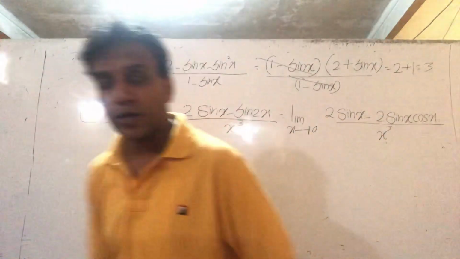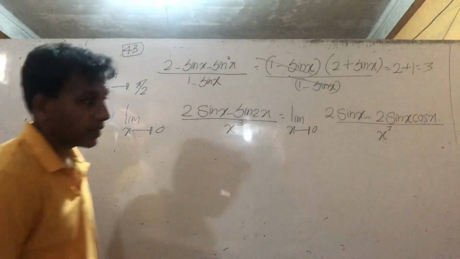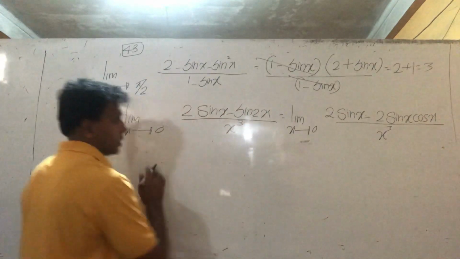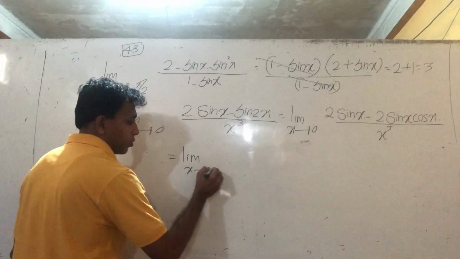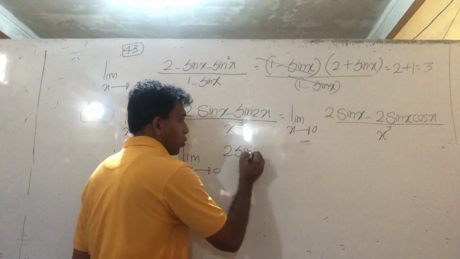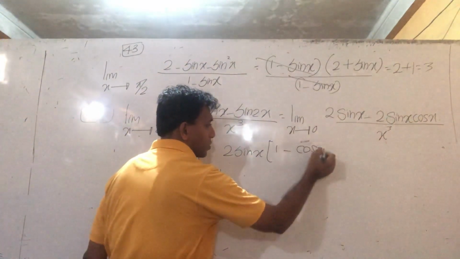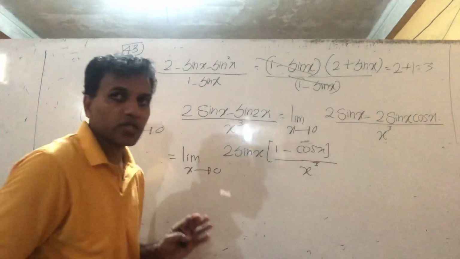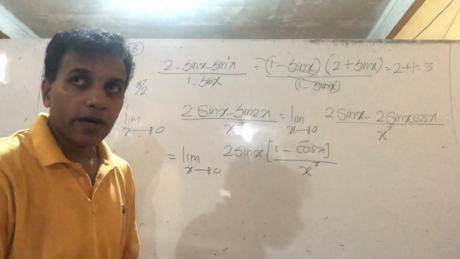Okay, over x cube. Next, take the common factor, take the 2 sin x out and see what happens. Limit as x approaches 0, take the 2 sin x out, then what is left is (1 minus cos x) over x cube. In trigonometry we have sin theta over theta is 1. So connect to that part and simplify.